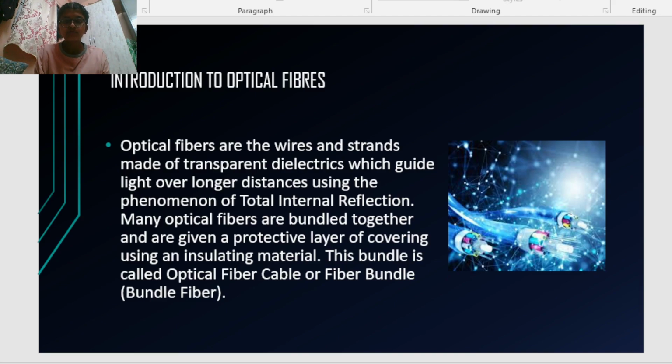Optical fibers are wires and strands made of transparent dielectrics which guide light over long distances using the phenomenon of total internal reflection. Many optical fibers are bundled together and are given a protective layer of covering using an insulating material. This bundle is called an optical fiber cable or fiber bundle. So basically optical fibers are transparent dielectric materials which guide light over longer distances, and they work on total internal reflection, and many fibers bundled together form an optical fiber cable or fiber bundle.